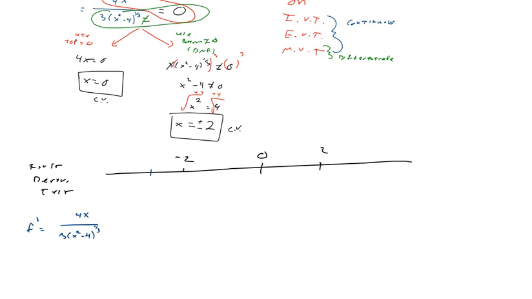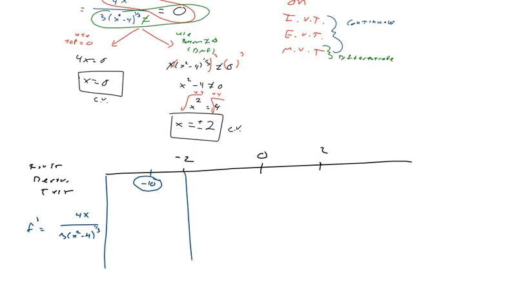Negative 10. Wonderful. Really big number. Maybe the bigger the number will be easier to tell if it's going to be positive or negative. So let's determine this f prime of negative 10. F prime of negative 10. So I'm going to do it over here.